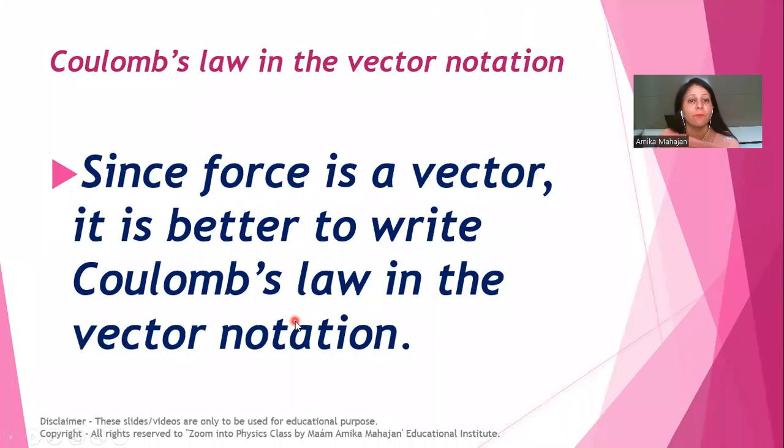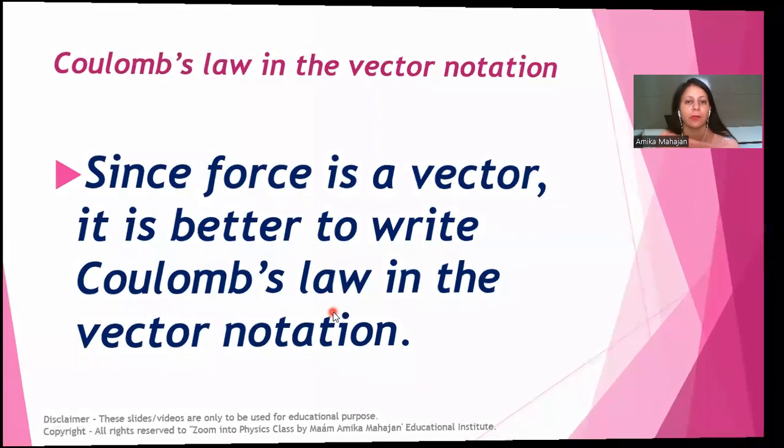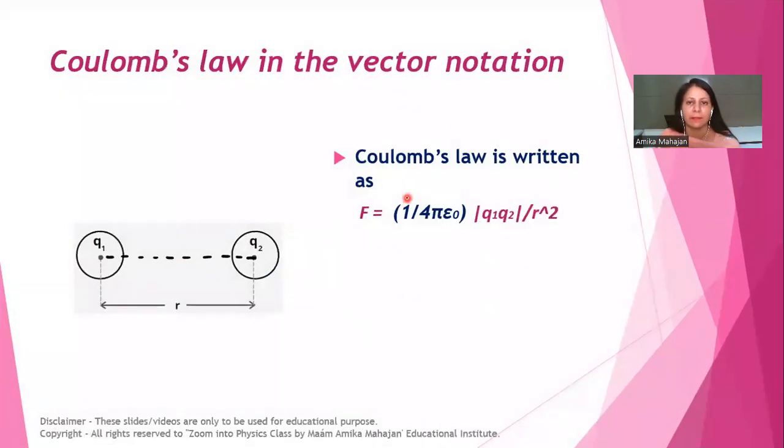Why? Because force is a vector, so it is better to write Coulomb's law in vector notation. Very important topic. Please try to understand this. This is the situation where two charges q1, q2 are separated by distance r. Then this is the magnitude of the force acting between them given by Coulomb's law: F equal to 1 by 4 pi epsilon naught q1 q2 magnitude upon r square.